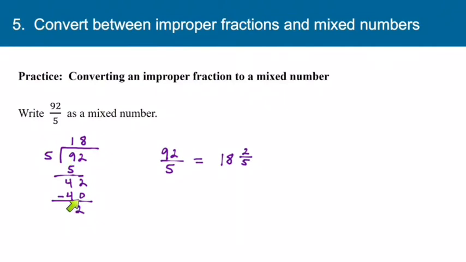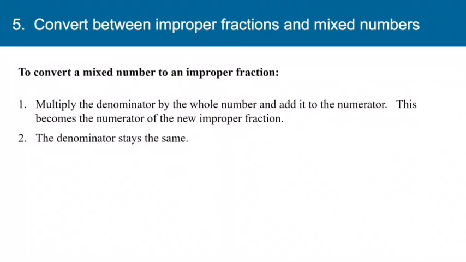So we see that 5 goes into 92 18 whole times, so 18 is the whole number, and the number of pieces left over is 2, and it still takes 5 pieces to make a whole, so 5 is still the denominator. And so 92/5 converts to 18 and 2/5. Now let's go the other direction. To convert a mixed number to an improper fraction, first we will multiply the denominator by the whole number, and then we'll add that to the numerator, and that becomes the numerator of the new improper fraction.